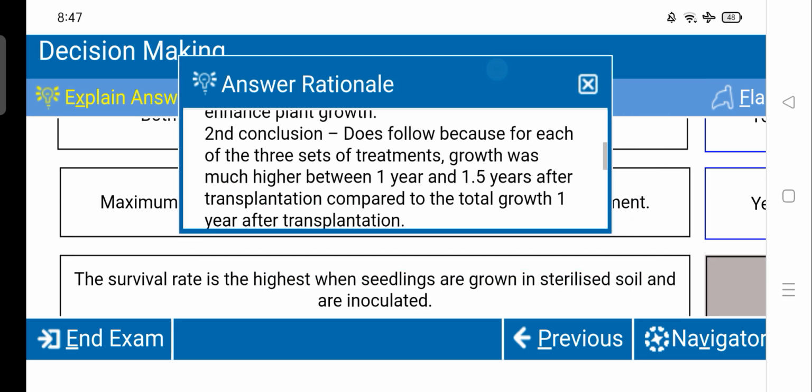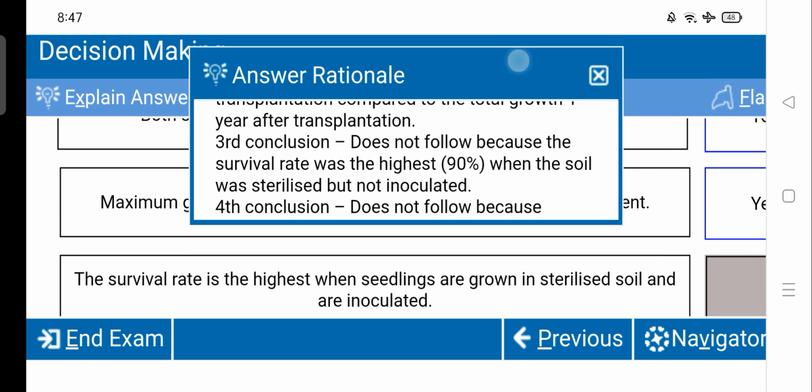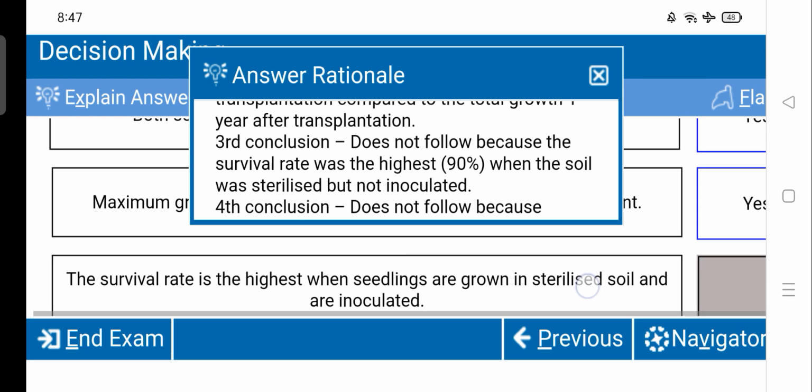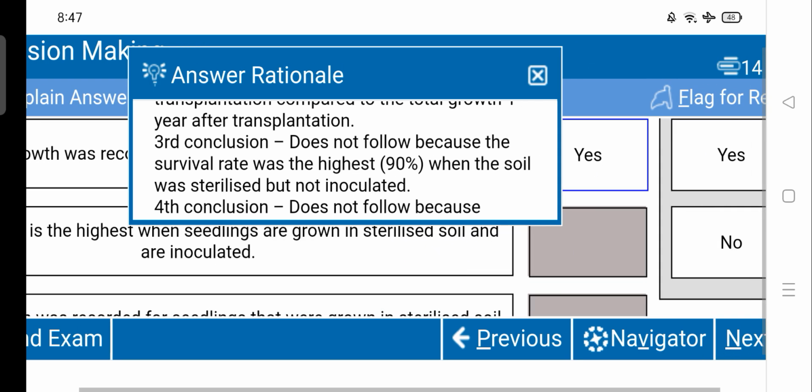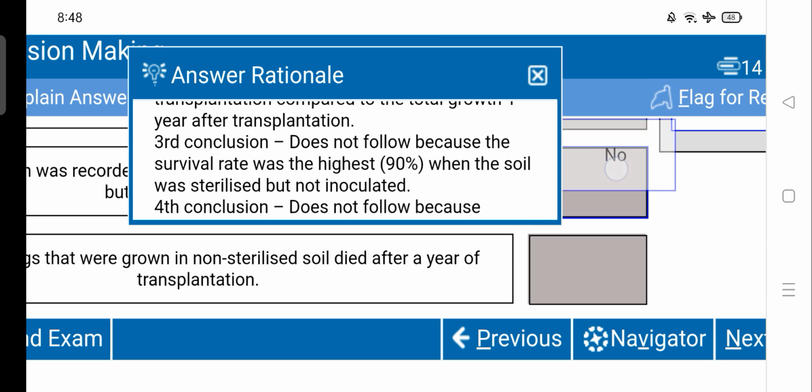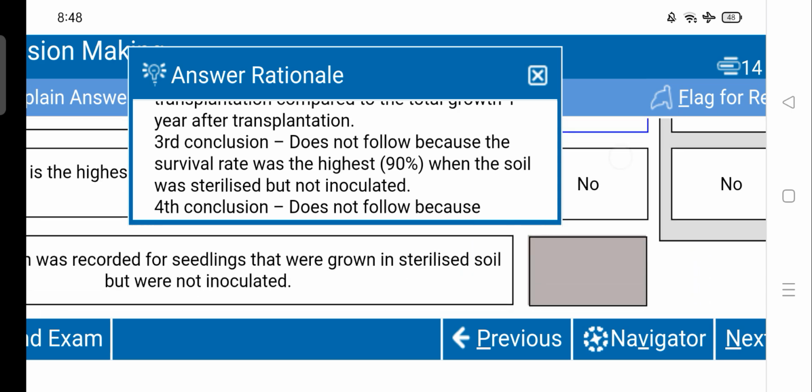The third conclusion does not follow, because the survival rate was the highest, 90%, when the soil was sterilized but not inoculated. So the third conclusion does not follow. So again we will drag a no and drop it here in front of this conclusion.